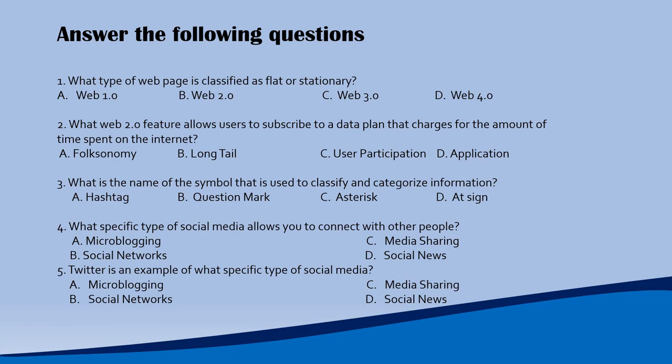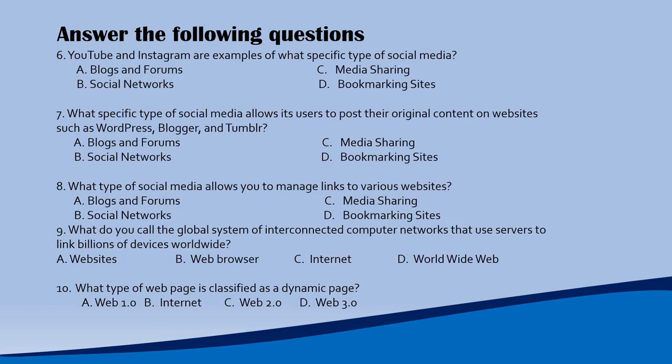Number four. What specific type of social media allows you to connect with other people? Is it letter A, microblogging? Letter B, social networks? Letter C, media sharing? Letter D, social news. Number five. Twitter is an example of what specific type of social media? Letter A, microblogging. Letter B, social networks. Letter C, media sharing. And letter D, social news. Number six. YouTube and Instagram are examples of what specific type of social media? Letter A, blogs and forums. Letter B, social networks. Letter C, media sharing. And letter D, bookmarking sites.